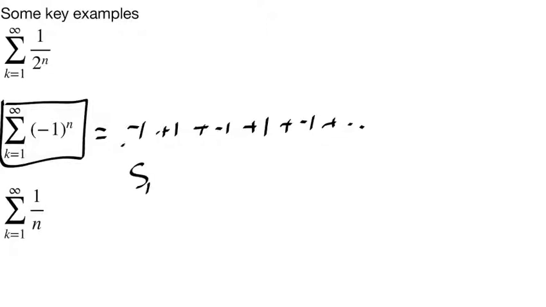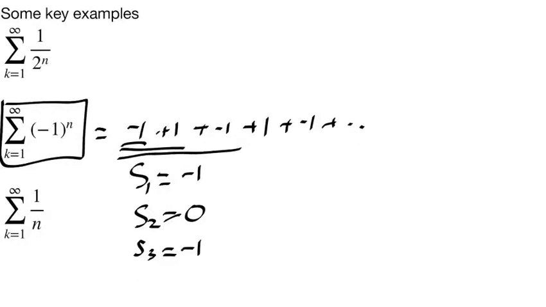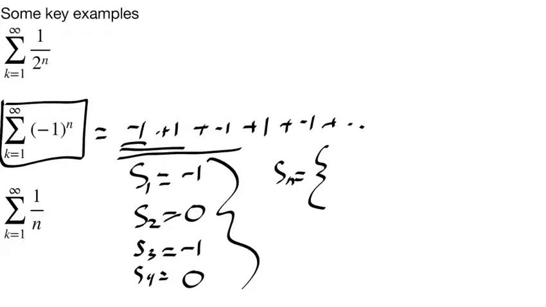Well, our first partial sum is just whatever that first term is, and it's negative 1. Our second partial sum is what happens when we add a 1 to it, and we get 0. And our third partial sum is back to negative 1, and S4 is 0. And maybe we see a pattern with these. The pattern is that Sn is negative 1 if n is odd, and it's 0 if n is even.